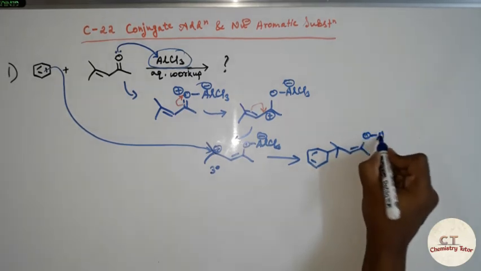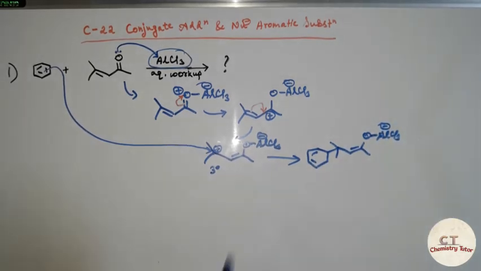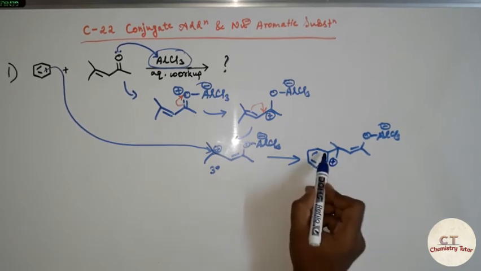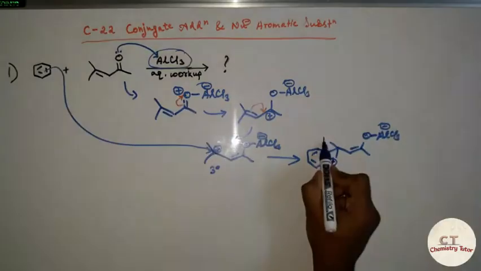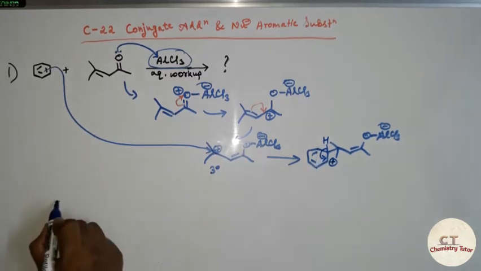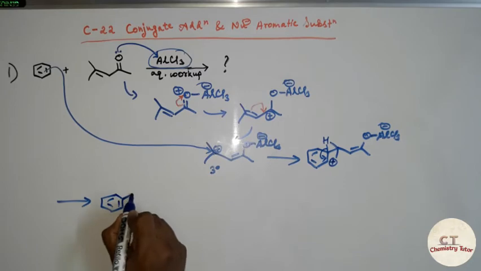O AlCl3 minus. And then in the next step, there will be generation of positive charge here, and it has lost its aromaticity, right? So further this hydrogen is going to get lost, and thus there will be regain of the aromaticity here, and we are going to get this. I'm writing it like this.